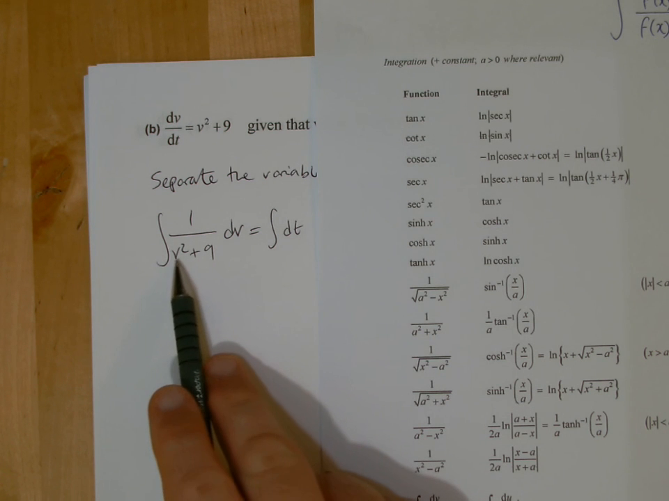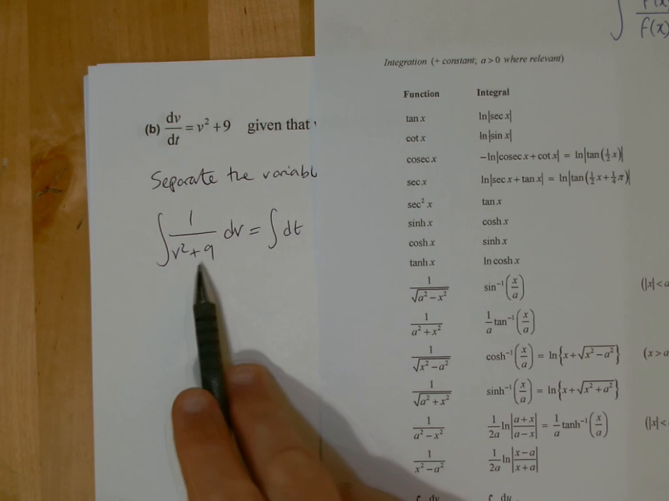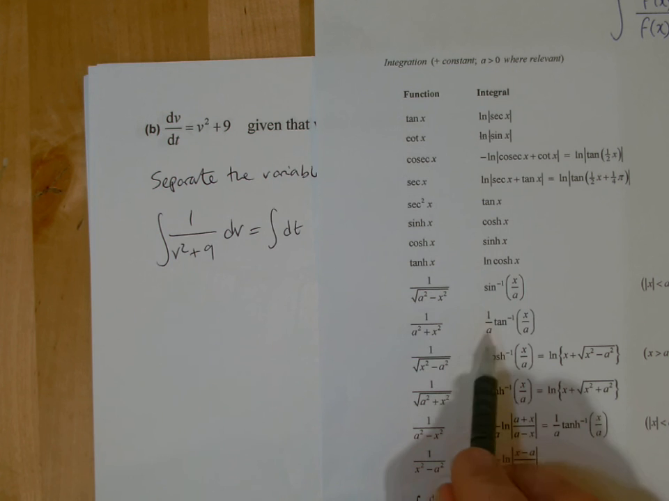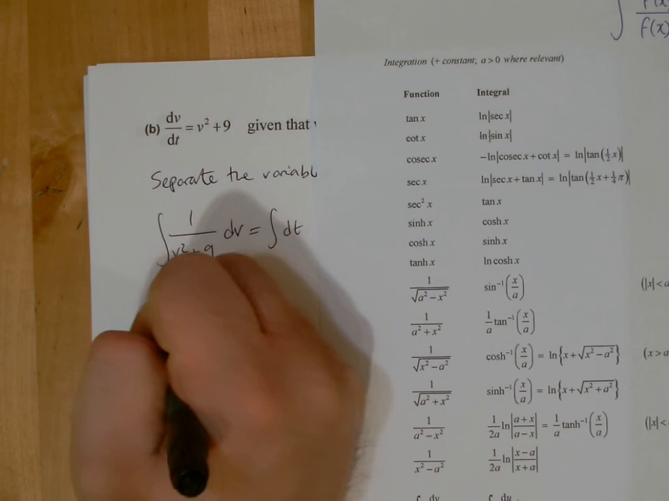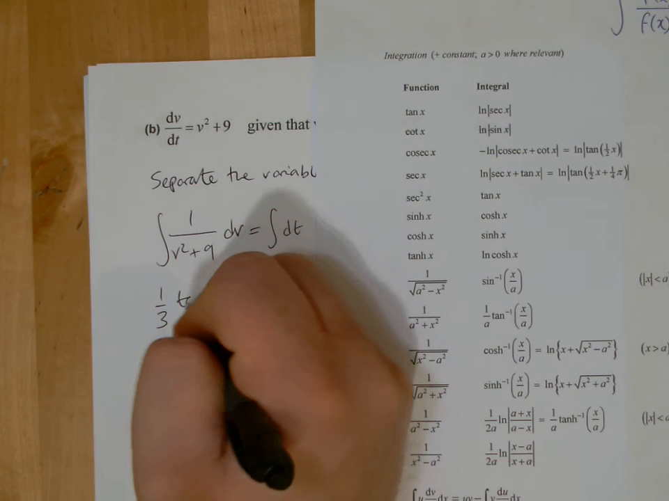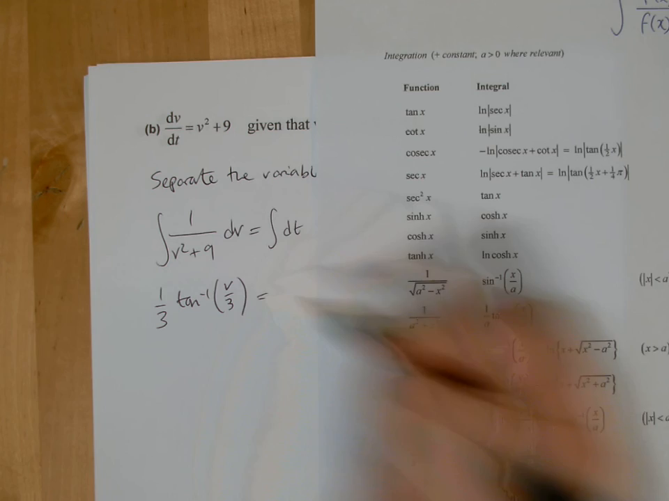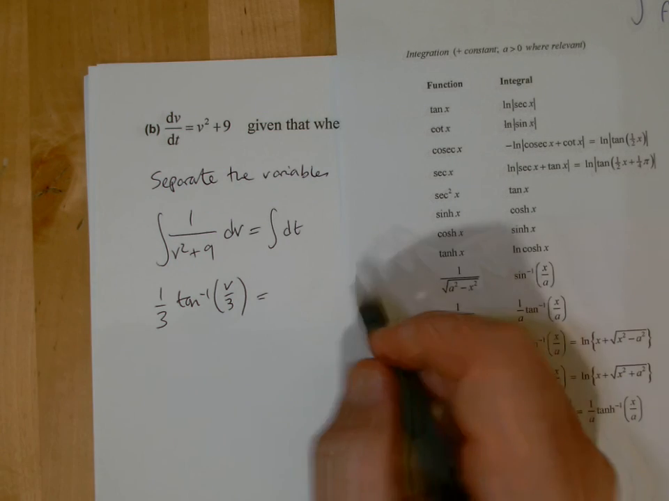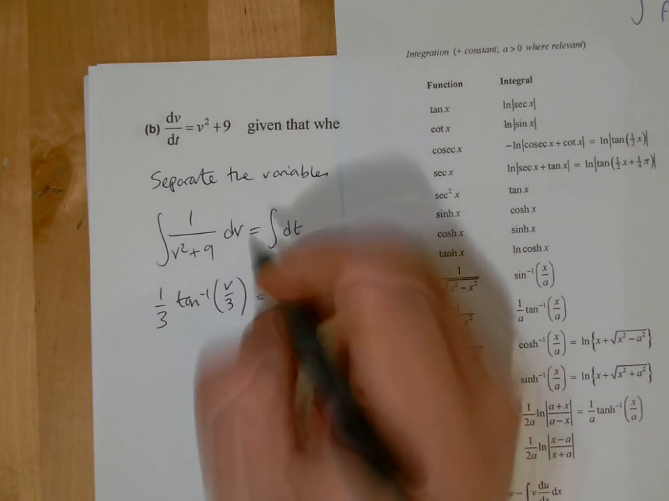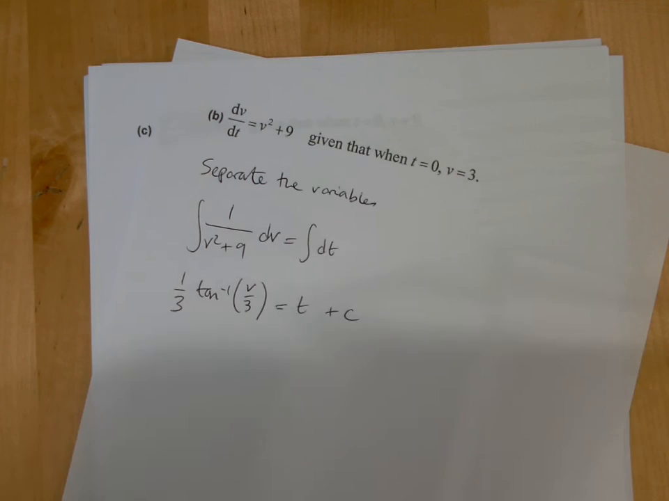So my v squared's on this side, yeah? Plus 9 makes no difference the order here. So it's going to be 1 over a, so 1 over 3, okay? Tan to the minus 1 of v over 3, and that will equal, well, 1 dt becomes t plus c, okay?